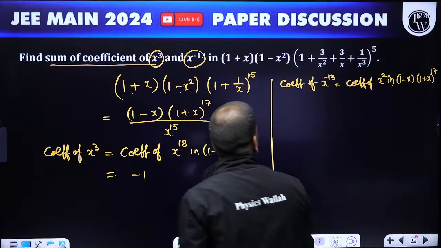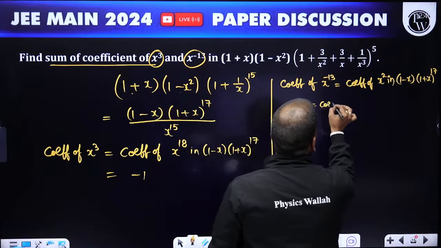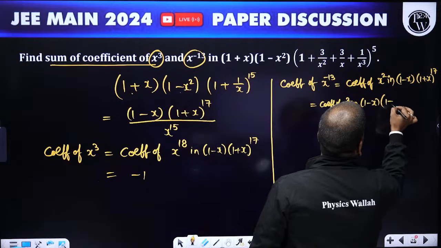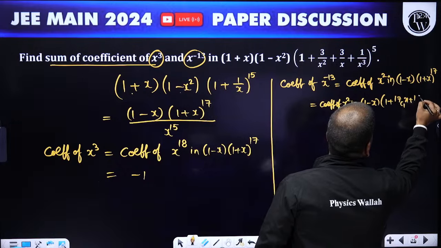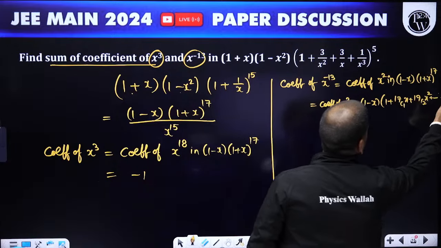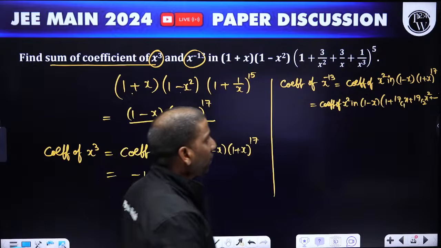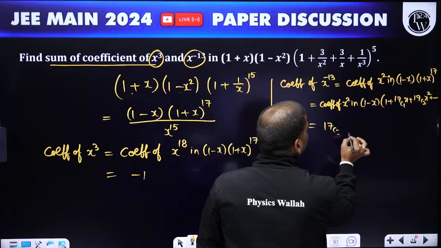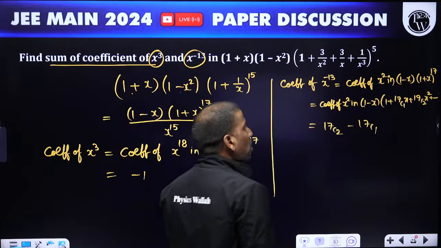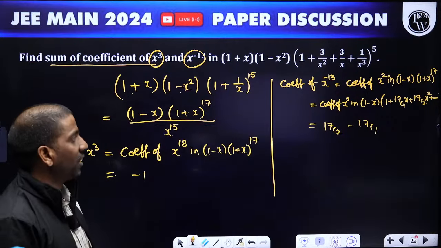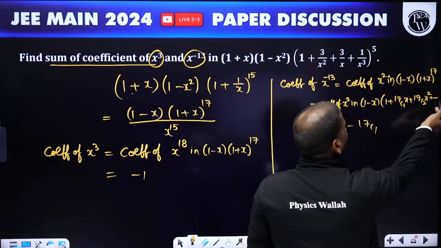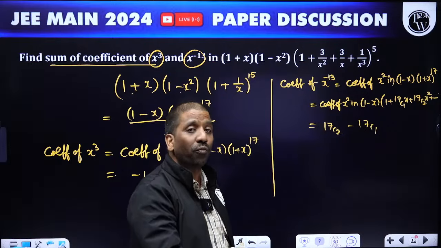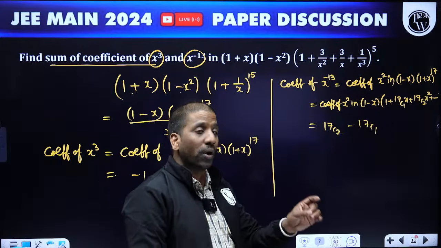So we need the coefficient of x square. For your reference, I will write (1 − x) times (1 + 17C1 x + 17C2 x square plus and so on). Like that you would get the expansion. We want the coefficient of x square. 1 is multiplied by 17C2, so that is 17C2 minus 17C1. That's all, no other term is present here, because after that x cube will come, and x cube multiplied by x gives x power 4. So there are only two possibilities to get x power 2.